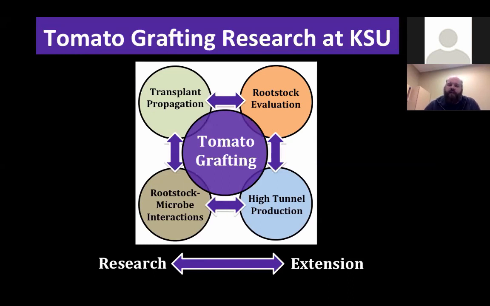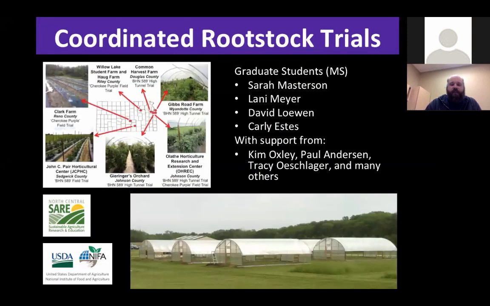And then we also do a lot of rootstock evaluation. And so we put out on-farm trials and things like that to determine what rootstocks are most effective in our area. Most of these are going to be in high tunnel systems. And then again, we're looking at some of these rootstock microbe interactions as well. So in terms of field trials, this could just give you an example of the kind of work that we're doing. This figure, I think, is actually from a couple seasons ago, but in that situation, we had a good number of on-farm trials as well as trials here at the research station as well.